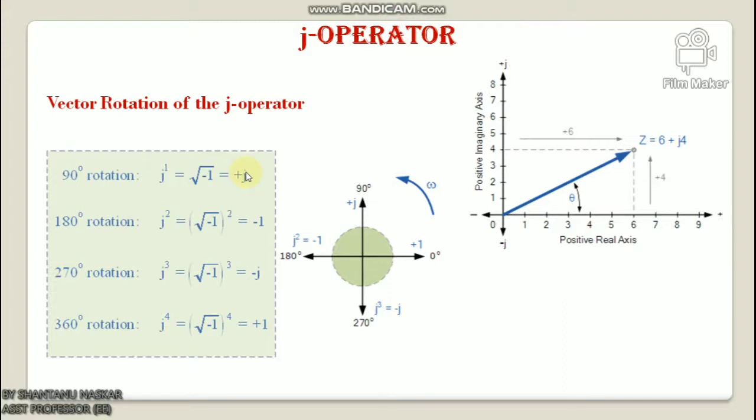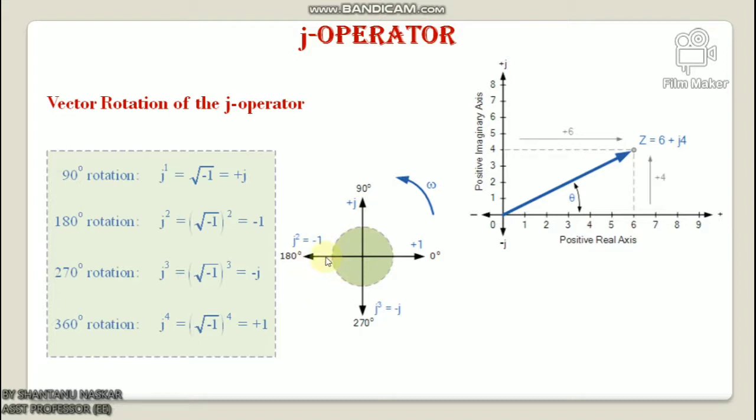So successive multiplication of J, that means J into J, will result in minus 1. Look here, J squared is root over minus 1 whole squared, which is minus 1. Then J cube is minus J, and J to the power 4 is plus 1. As the J operator is commonly used to indicate the anti-clockwise rotation of a vector, each successive multiplication or power of J, J square, J cube, etc.